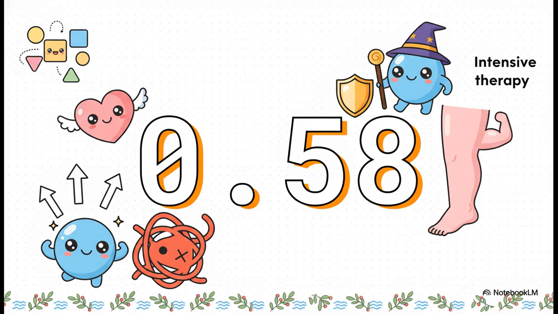But this is the result that should really make us sit up. For major adverse limb events, the hazard ratio was a staggering 0.58. That's a 42% relative risk reduction. I mean, this is a genuine game changer. It's one of the first pieces of robust, randomized data we have that proves intensive lipid lowering actually protects the limb.